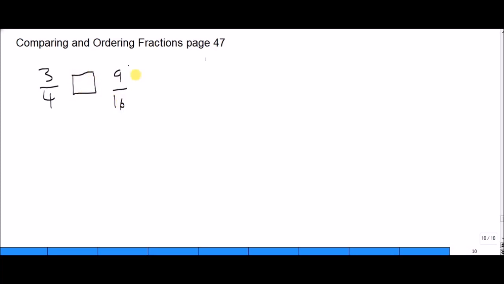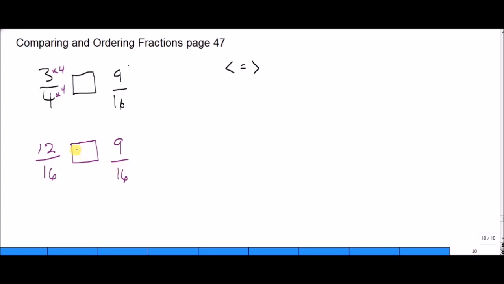Okay, so we are to compare, and in comparing we could say that something is less than, equal to, or greater than. So let's look now. We need to make this equivalent. That's what we do when we find common denominators. We make them equivalent. So if we multiply this by 4 and multiply this by 4, we now end up with what? 12 over 16 and 9 over 16.